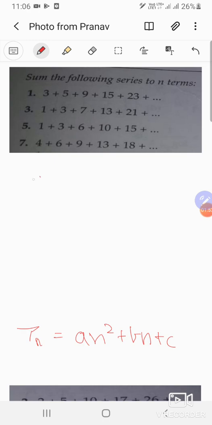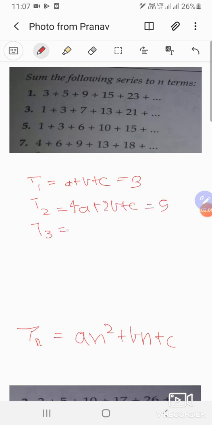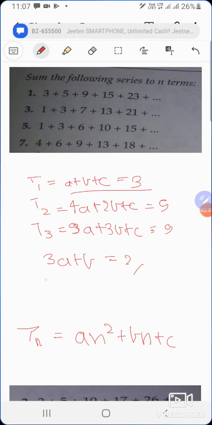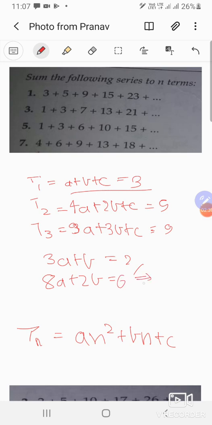So T1, which is a plus b plus c, is equal to 3 because that's given. T2 is 4a plus 2b plus c, which is equal to 5. T3 is 9a plus 3b plus c, and it is equal to 9. Now let's subtract this first equation from these two. That will give me 3a plus b equals 2, and 8a plus 2b equals 9 minus 3, which is 6, which also gives me 4a plus b equals 3.